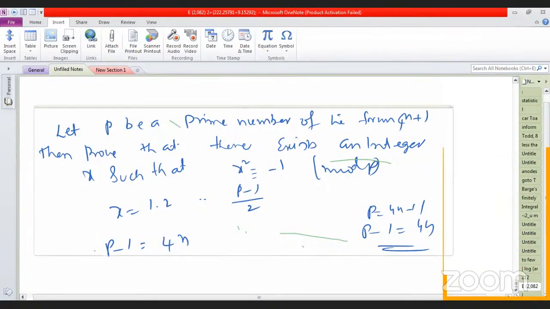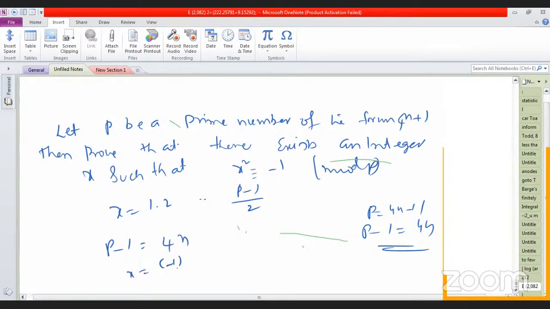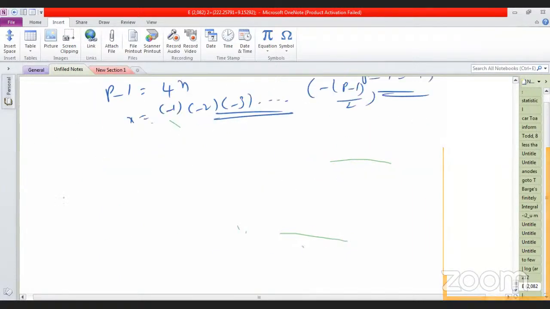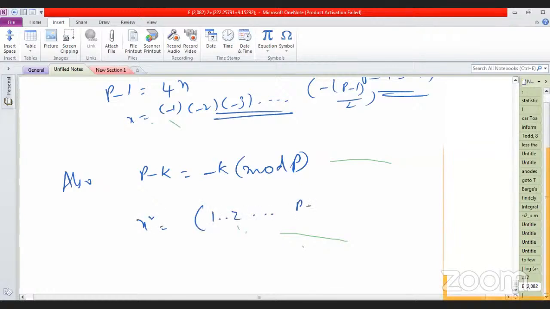So therefore we can write here x is equal to minus 1, minus 2, minus 3 and so on, minus of P minus 1 by 2. Why? Because I'm taking negative numbers. We can write it or not? Yes, sir. So therefore, also we can write here P minus K is equal to minus K of mod P. So therefore, x square is equal to 1, 2 and so on, P minus 1 by 2, and the negative numbers minus 1, minus 2, minus 3 and so on, minus P minus 1 by 2 we can write here.